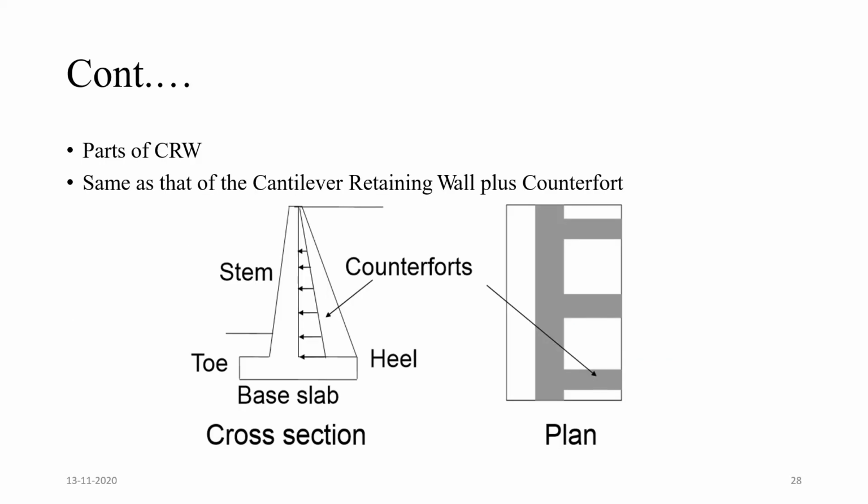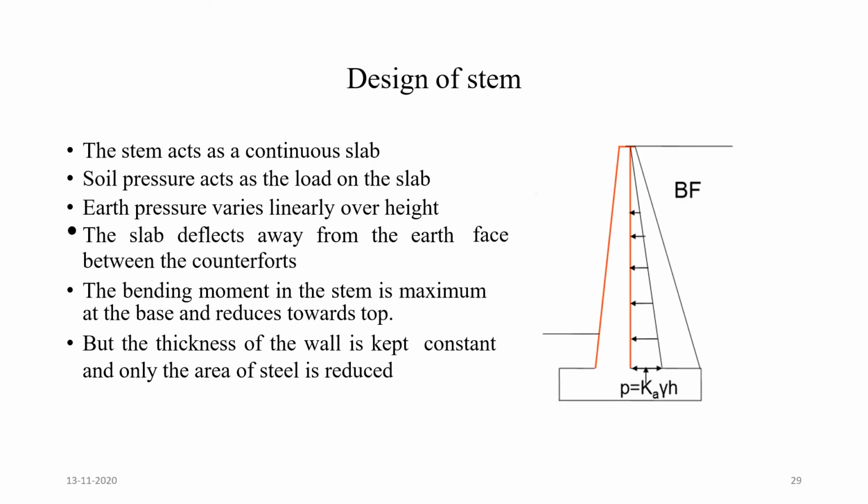Next one, parts of a counterfort retaining wall. A counterfort retaining wall is the same as a cantilever retaining wall; the additional part is the counterfort. This is the plan and cross section of the counterfort. It contains stem, toe, heel, and base slab. The additional one is the counterfort.